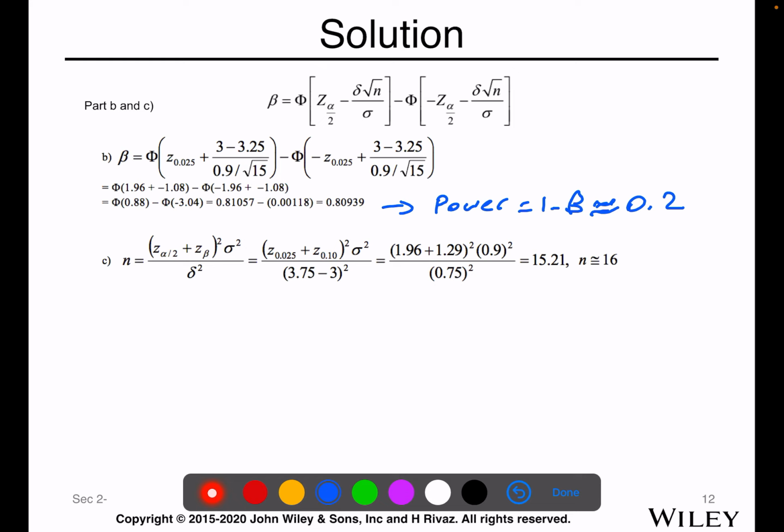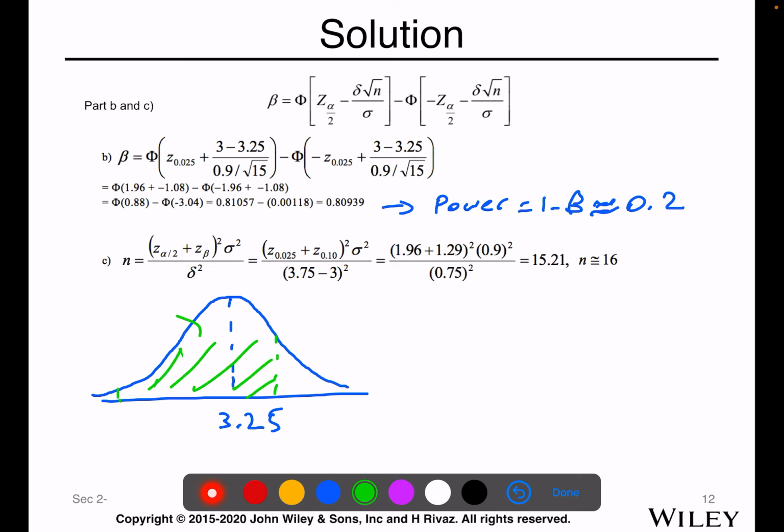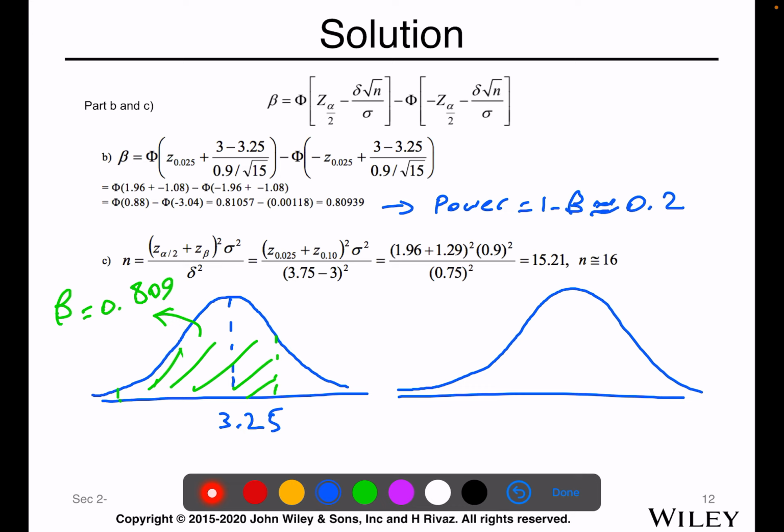So in other words, if we draw here, in the previous case, this is 3.25, and the beta that we computed was this area under the curve, and this beta was 0.89, right? And when we shift the mean to 3.75, beta substantially decreases to 0.1.